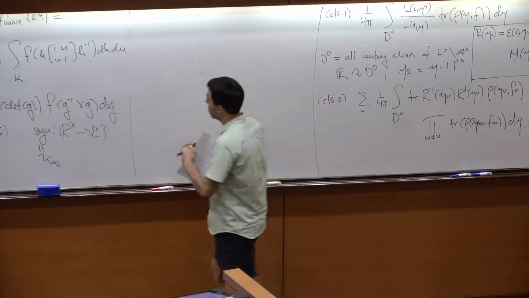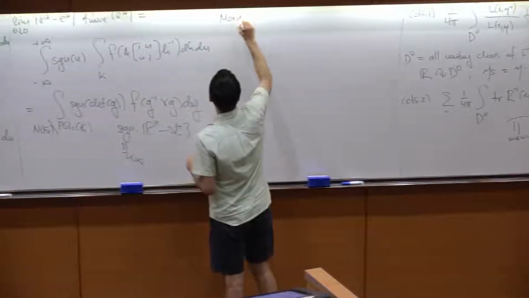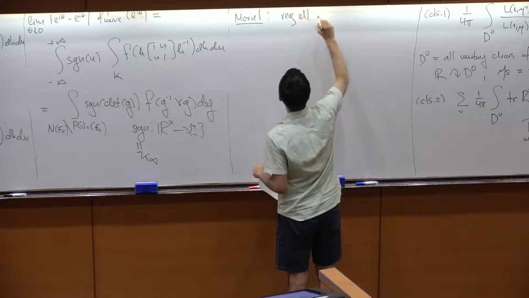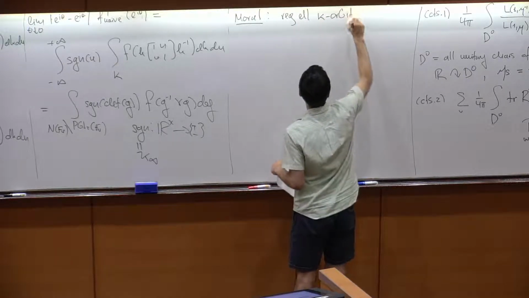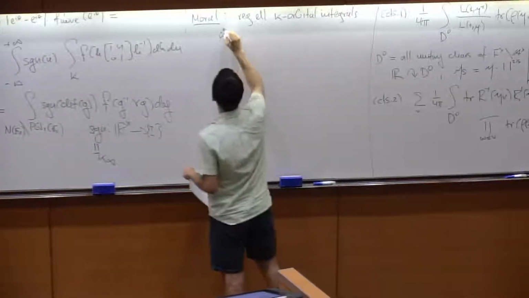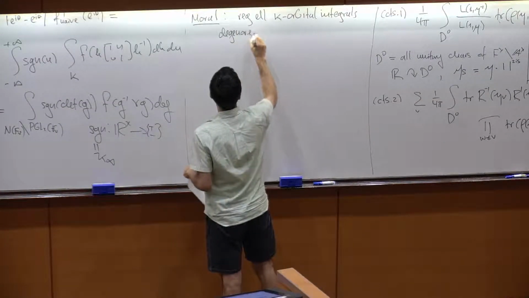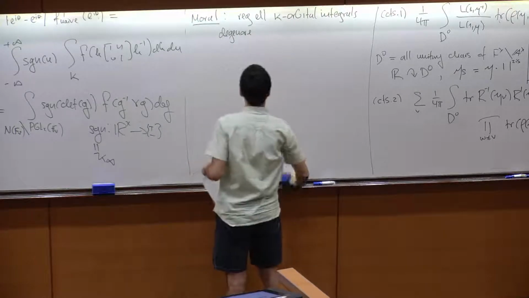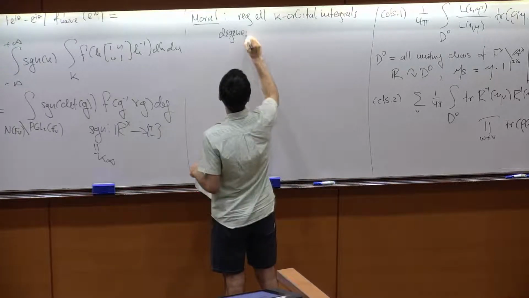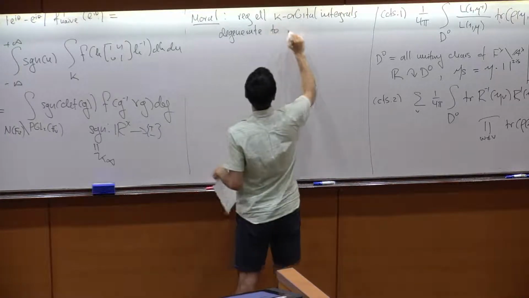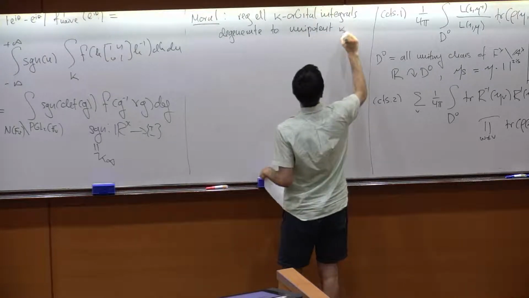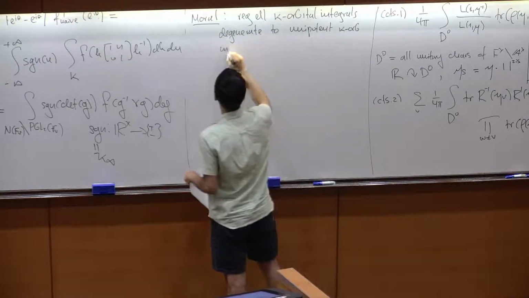So here is the moral of this computation. Regular elliptic kappa orbital integrals degenerate. They were giving Ali grief last time for spelling. Degenerate to unipotent kappa orbital integrals.